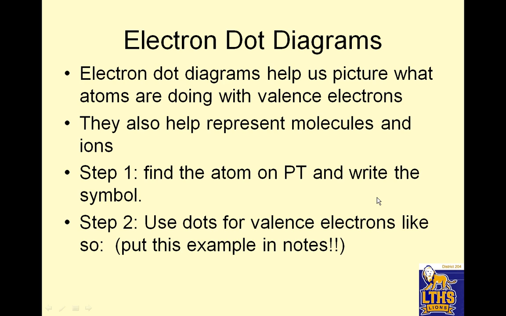How can we show atoms and what they want to do with their electrons? Well, there's a way to do it called electron dot diagrams, okay, that help us picture what atoms are doing with their valence electrons. Step 1, find the atom on the periodic table and write the symbol, all right? And then use the dots for valence electrons like so. So I'm going to pick nitrogen. Now look, it's in column 5A. So that's how many valence electrons? 5 valence electrons. So you go ahead and put the valence electrons around the symbol, one at a time until you have to double up. So there, 5 valence electrons around nitrogen.